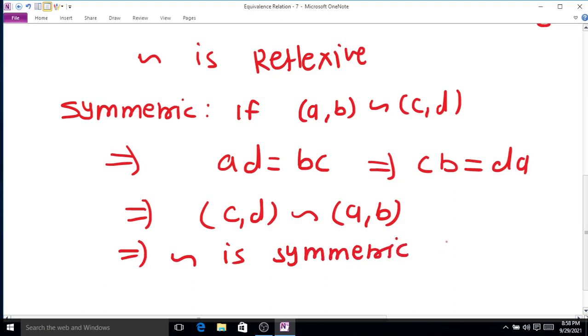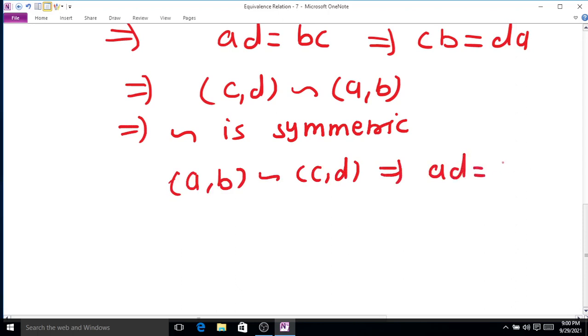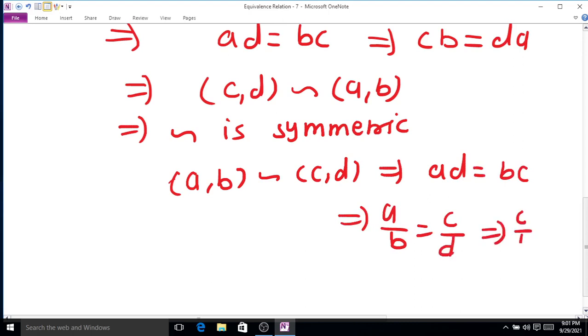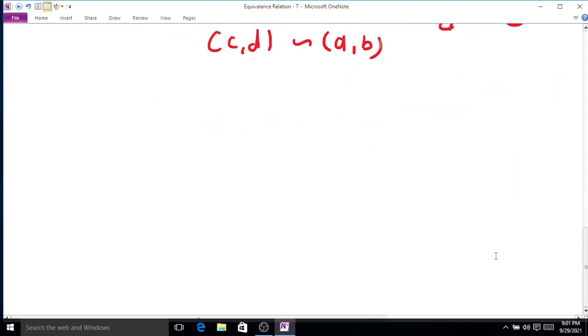In other words, here (a, b) is related to (c, d) implies ad is equal to bc, that is, a upon b is equal to c upon d. So we can write this as c upon d is equal to a upon b, and therefore (c, d) is related to (a, b), and therefore the given relation is symmetric. Now next we want to check whether the given relation is transitive or not.